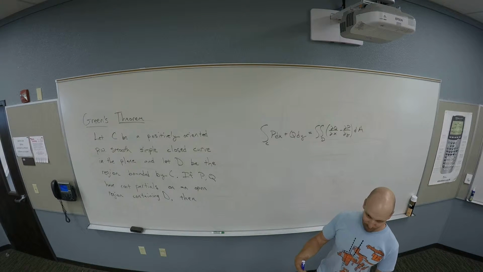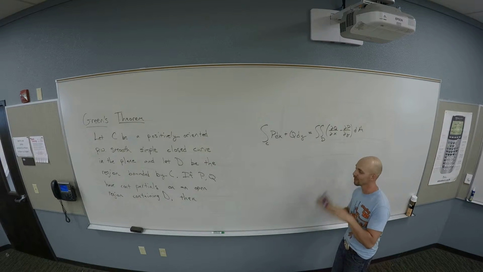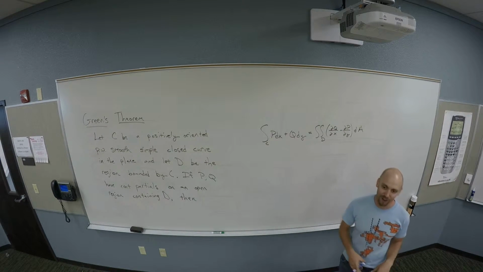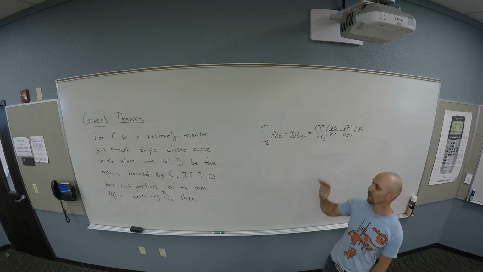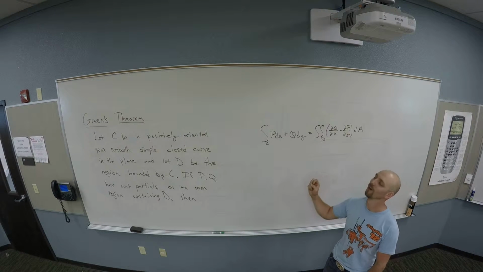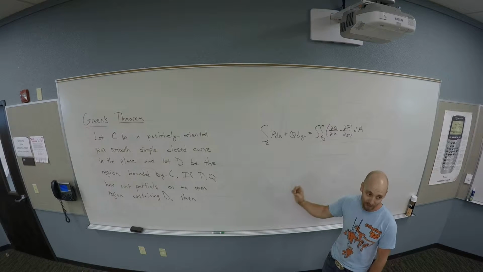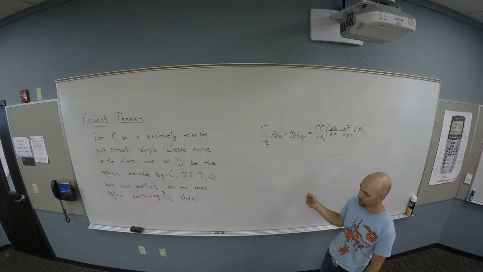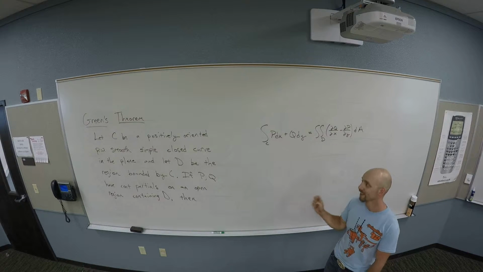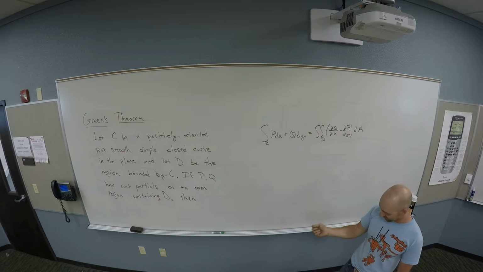All right, so we want to do Green's theorem. Let me read this mess and then we'll talk terms. We want to let C be a positively oriented PW smooth, PW says piecewise, smooth, simple, closed curve in the plane. And let D be the region bounded by C.